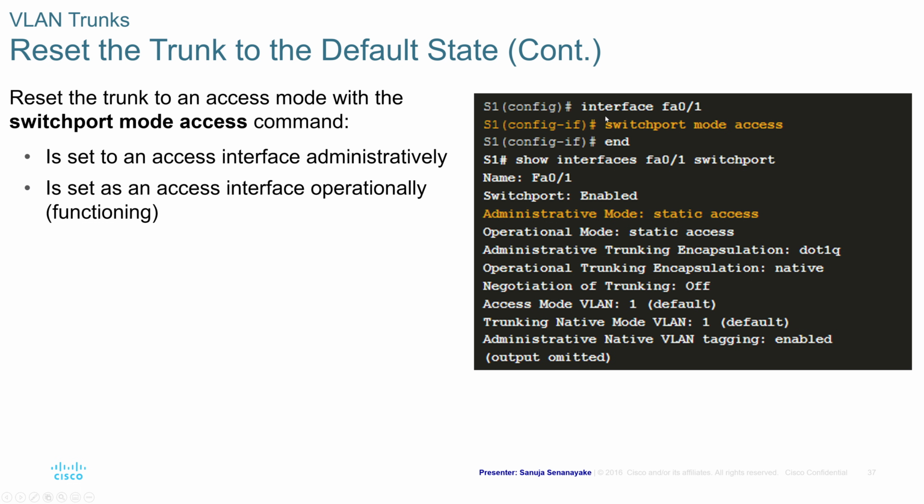For example, you go into interface FA0/1 in this example, and we enter the command switchport mode access and press enter. And when you exit out of that and you go show interface FA0/1 switchport, it will show you that the administrative mode is set to static access and the operational mode is also in static access as well.